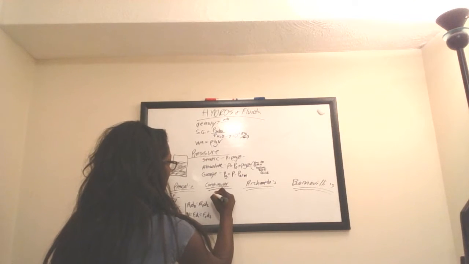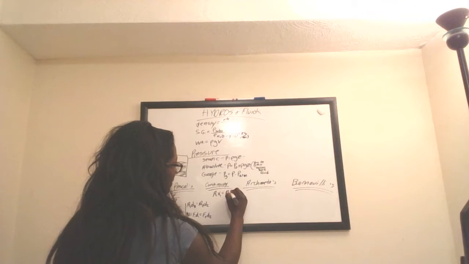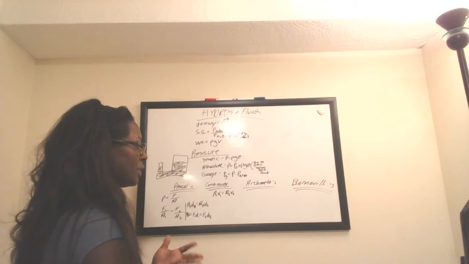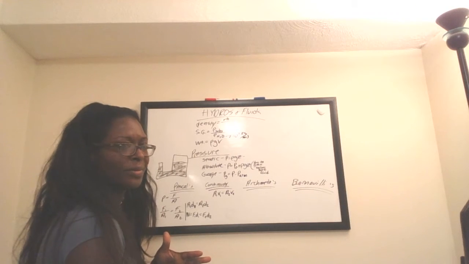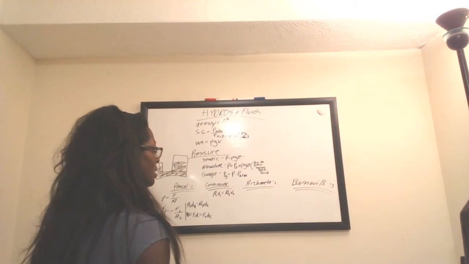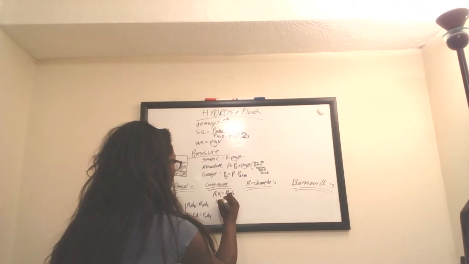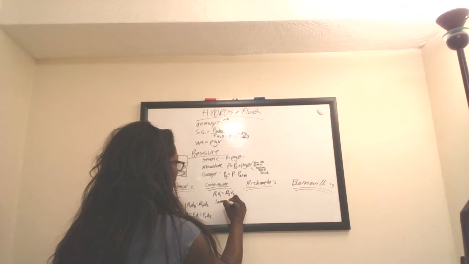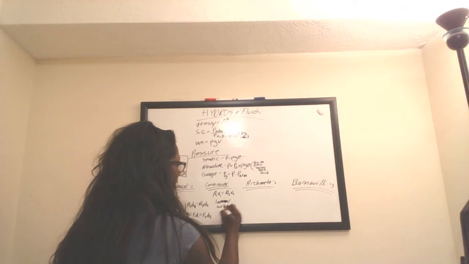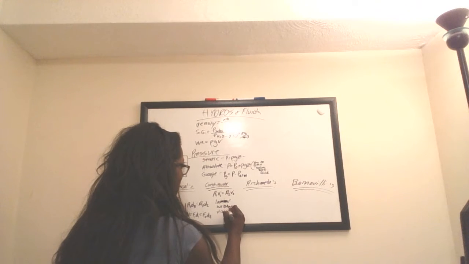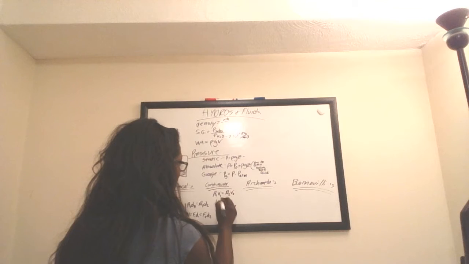Continuity equation is just A1 V1, which is the speed, equals A2 V2. This wasn't in the QuickBooks, but I think that section also deals with laminar flow, turbulence, and I think viscous drag or something. I'll double check those.